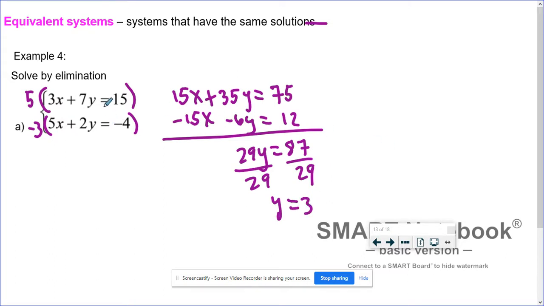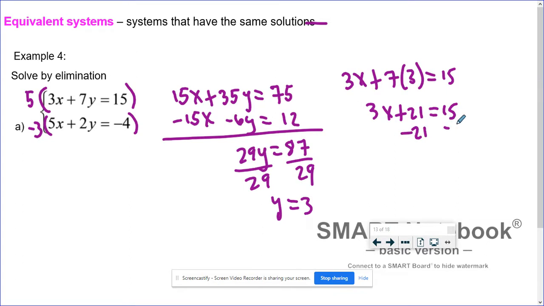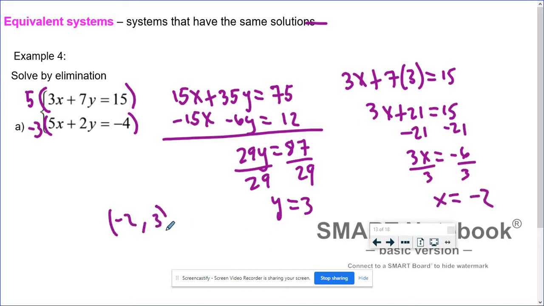Now I'm going to go back and choose one of the original equations. I'm going to take the first one, so 3x plus 7y. Y we just discovered is 3. Now I'm going to solve for x. So 3x plus 21 equals 15. Subtract 21. 3x is equal to -6. Divide both sides by 3, and x is equal to -2. So you got -2, 3 as your solution there.